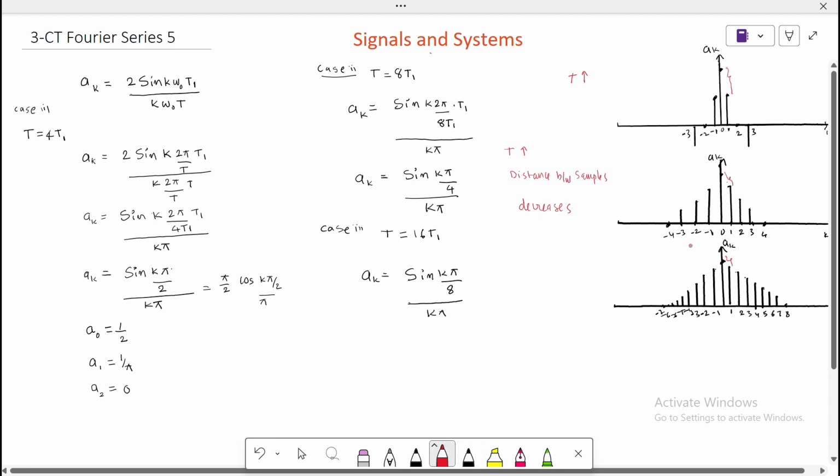This is actually called the sinc function. We will discuss it later. If you draw it for all k values, you will get the sinc function. So this is the sinc function.